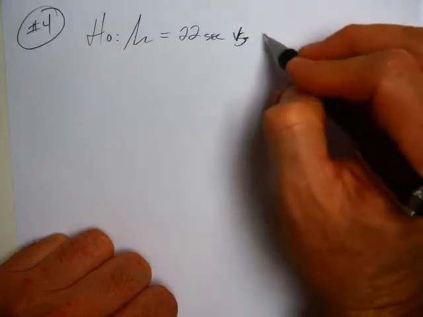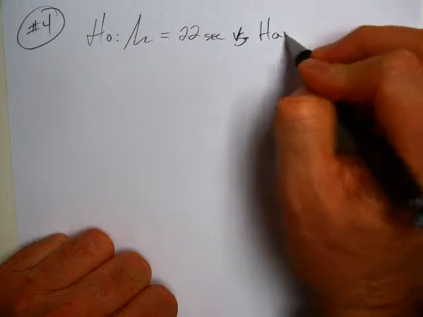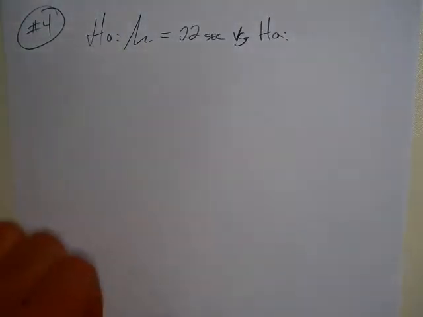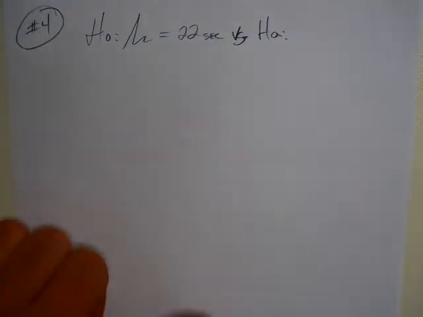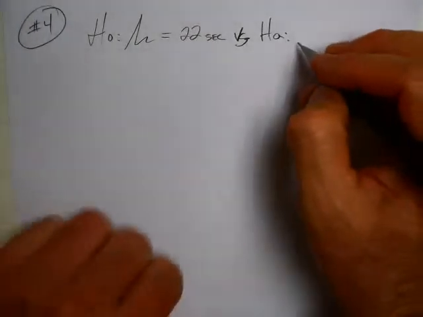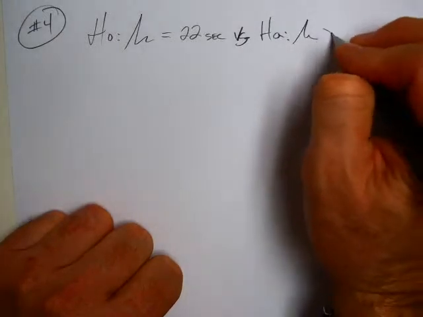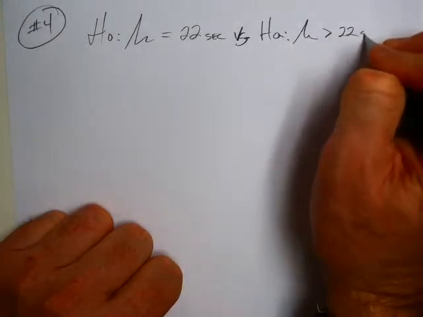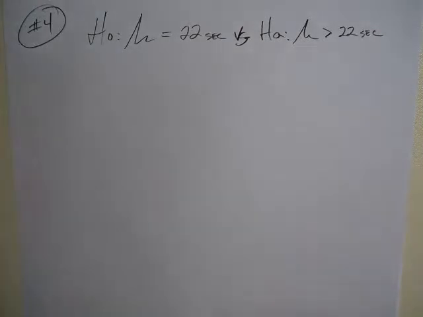Versus, we're going to have to get the alternative here. They give us some data, and they ask, does this provide convincing evidence that it takes longer than 22 seconds? So my alternative is that mu is greater than 22 seconds. Okay, so I've got my null and my alternative based on what's said in there.